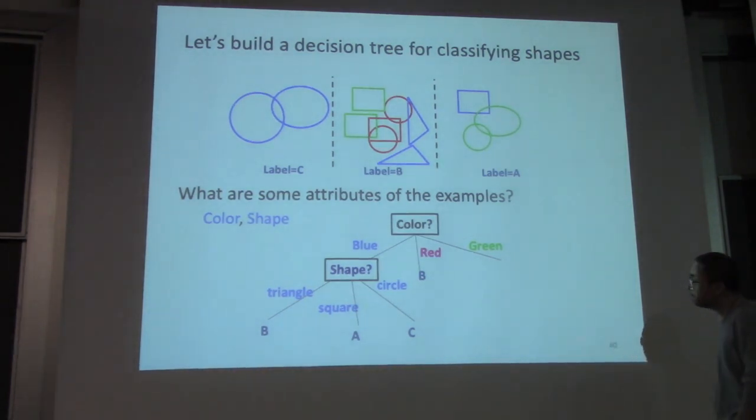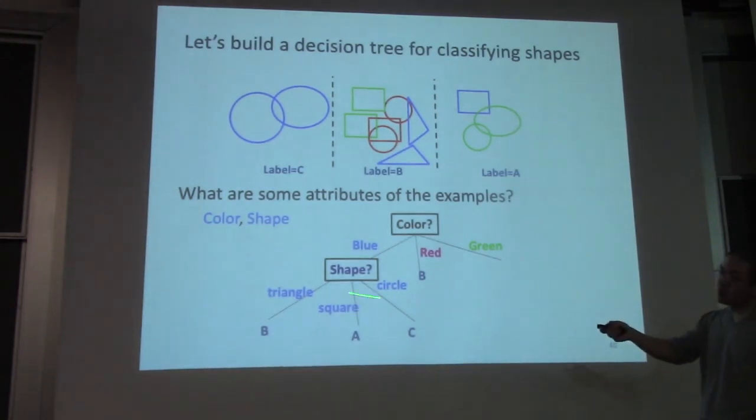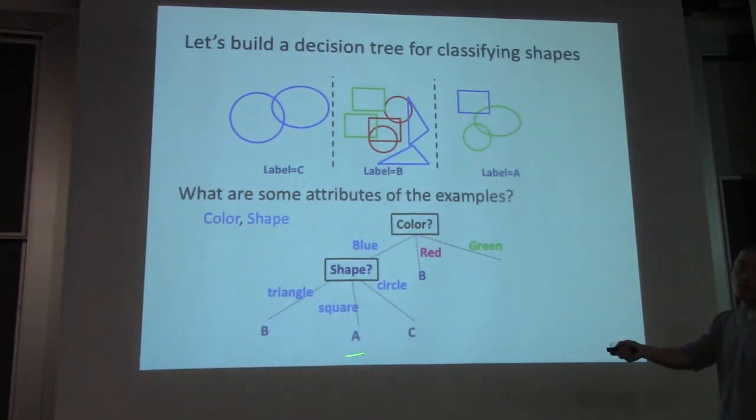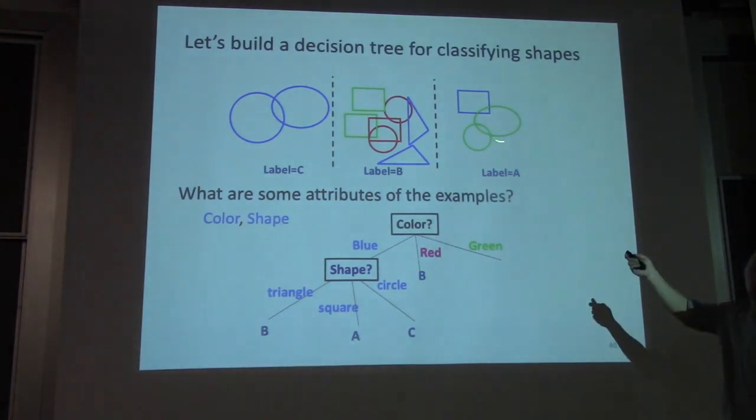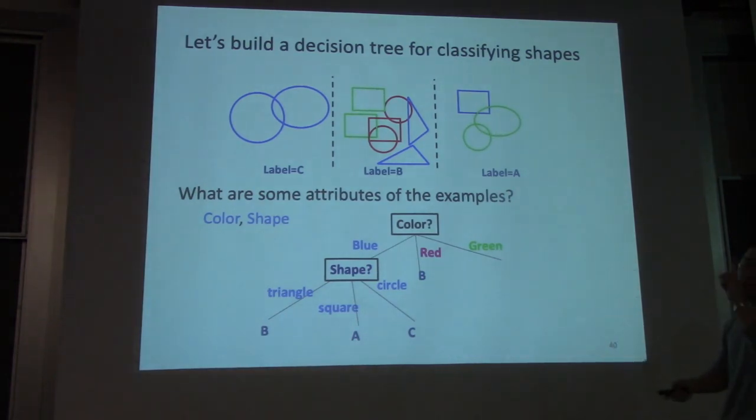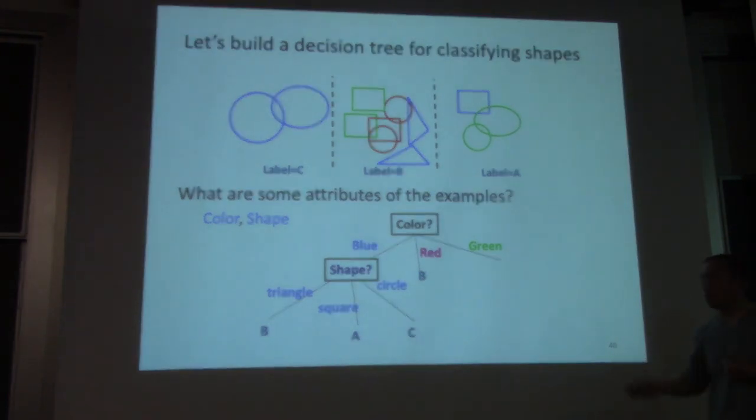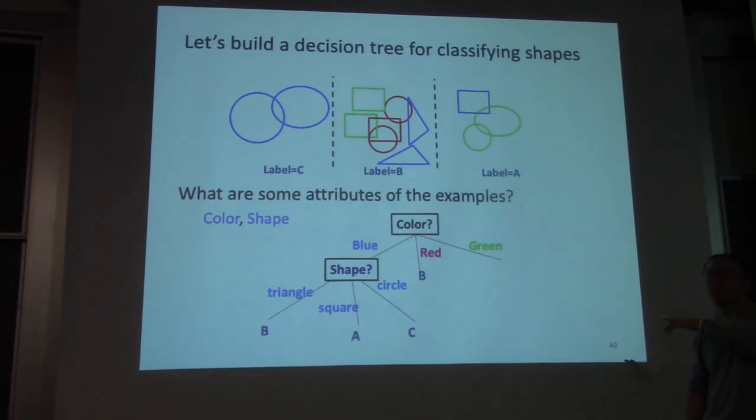And similarly, among the subset of shapes here, what are the squares? We have only one blue square, and of course it has only one label, so the label is A. And similarly, for blue circles, we have two blue circles, both labeled as C, so we have a pure label and create a leaf node with C. Okay. Any question at this point? Very easy, right? Very intuitive.